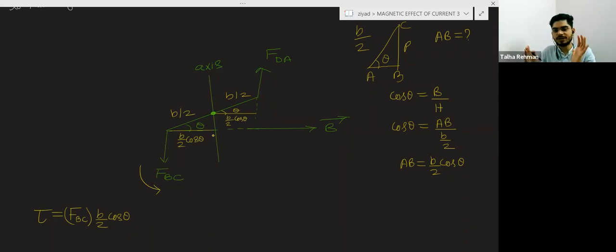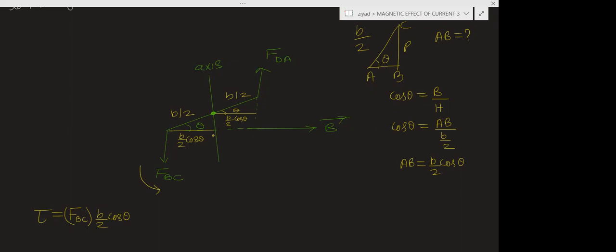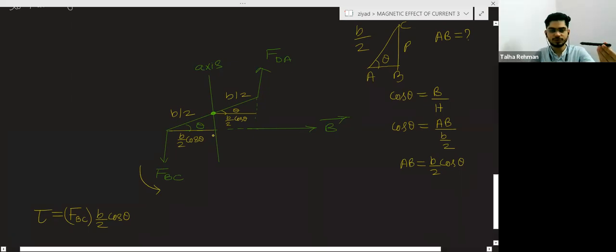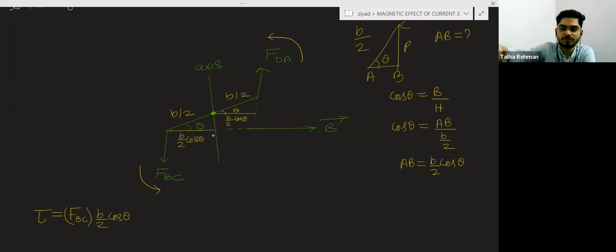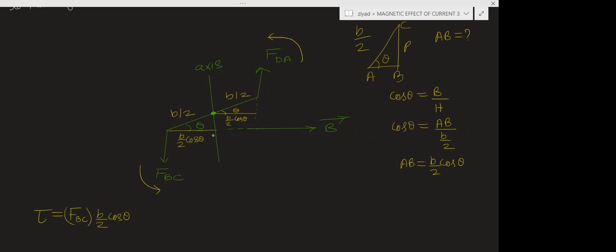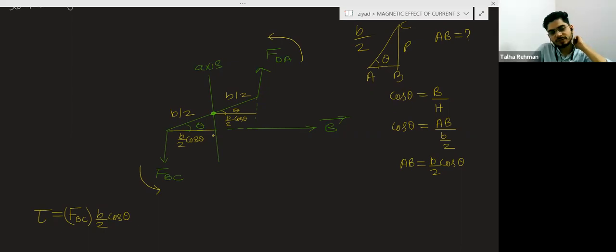Like this, the coil will rotate anti-clockwise. This force from here will try to rotate the coil like this, and this force will try to rotate the coil like this. So both the forces are trying to rotate the coil anti-clockwise, which means both the torques will be added up.